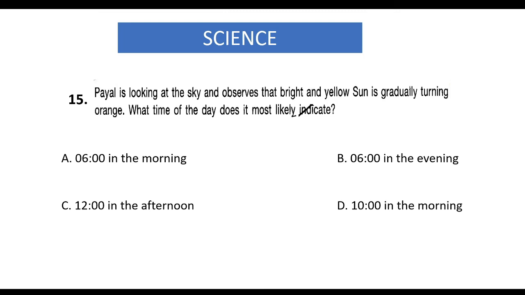The right answer for this question is option B, which is 6 in the evening. So this seems to be when the sun is setting down. The sun normally becomes orange, right? And that is the time of the sunset. So 6 in the evening is the correct answer.